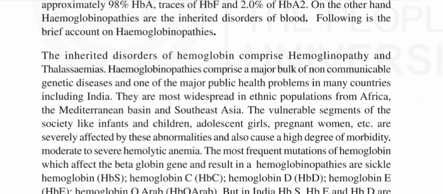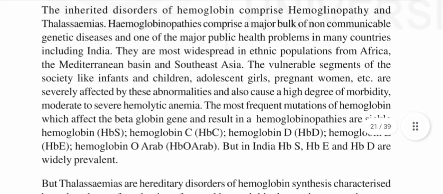The most frequent mutations of hemoglobin which affect the beta globin gene and result in hemoglobinopathies are sickle hemoglobin HbS, hemoglobin C HbC, hemoglobin D HbD, hemoglobin E HbE, hemoglobin O Arab HbO Arab, but in India HbS, HbE and HbD are widely prevalent.